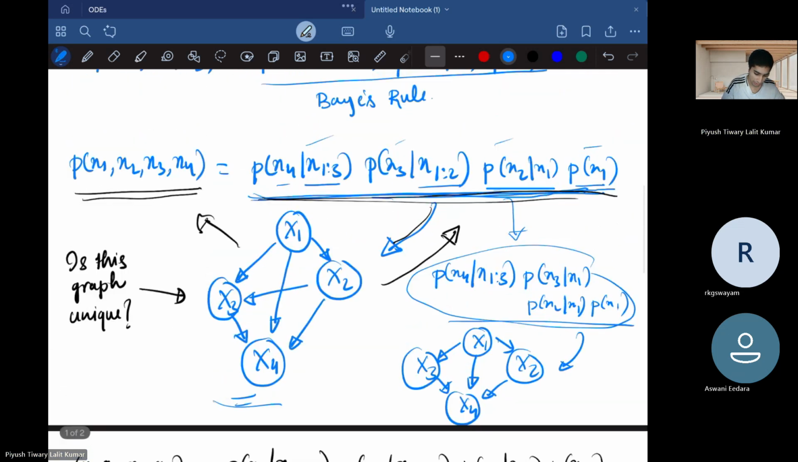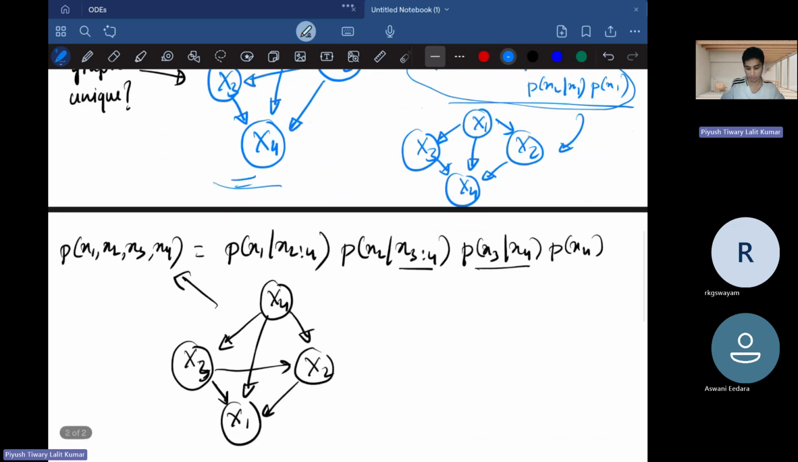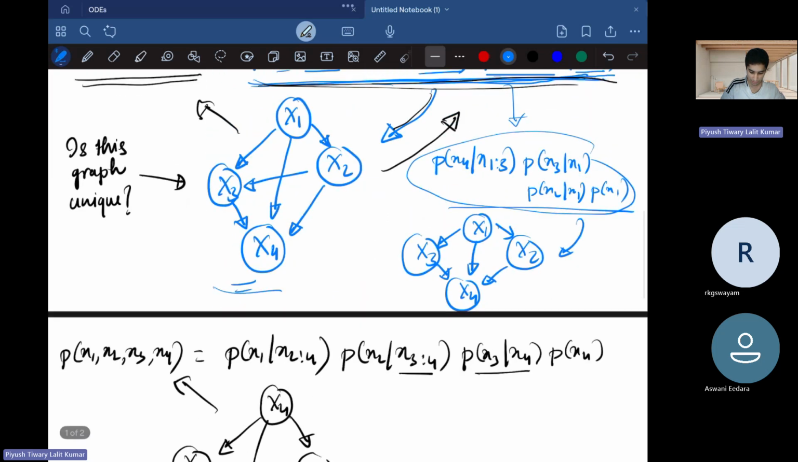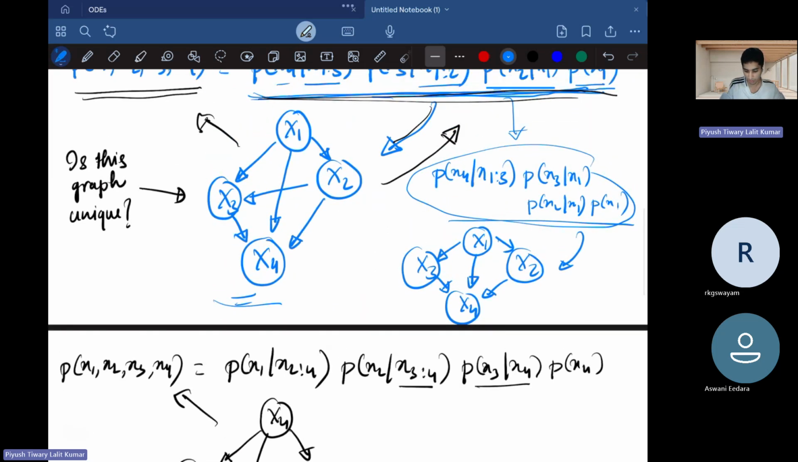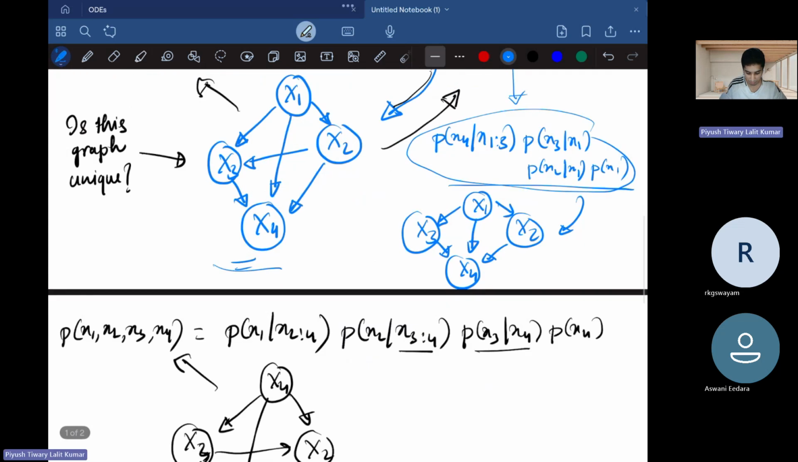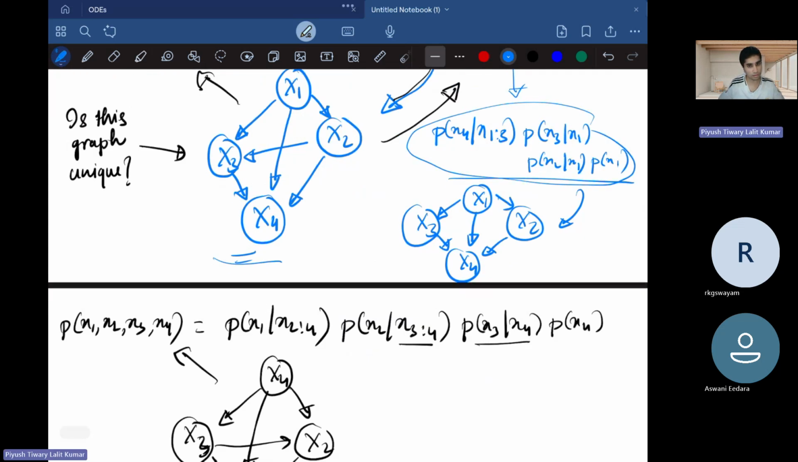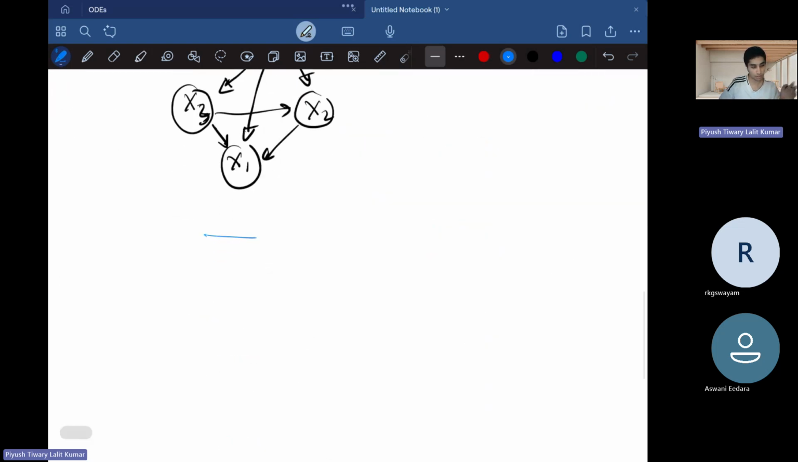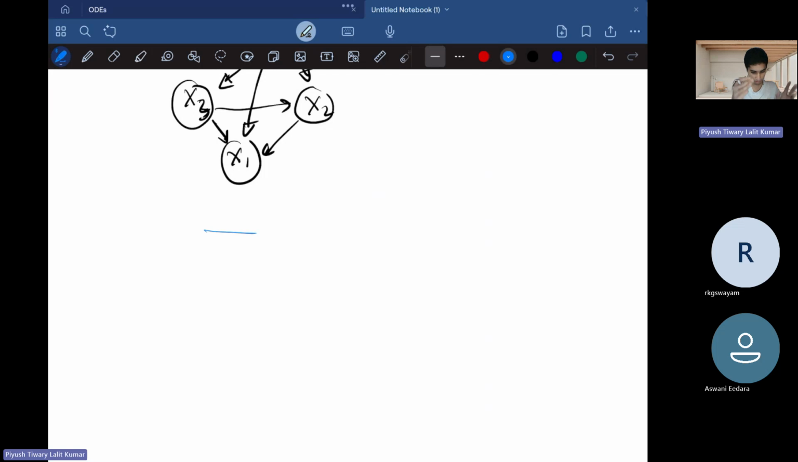Going from joint distribution to the graphical structure is not interesting. You can always come up with multiple combinations of the nodes. This is just another way to decompose it using Bayes rule. You can also decompose it in another way, right? You can use P of x3 given x1, x2, x4, and so on and so forth. Going from joint distribution to the corresponding graphical structure is not interesting. What is interesting is that you are given a graphical structure, and from the graphical structure you come up with the joint distribution. That is what is interesting.